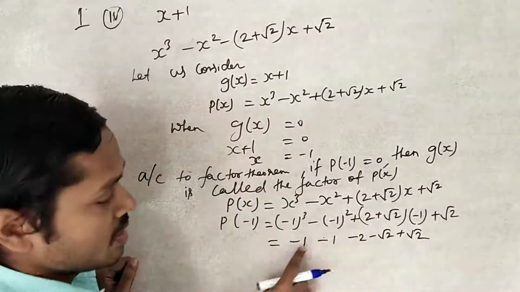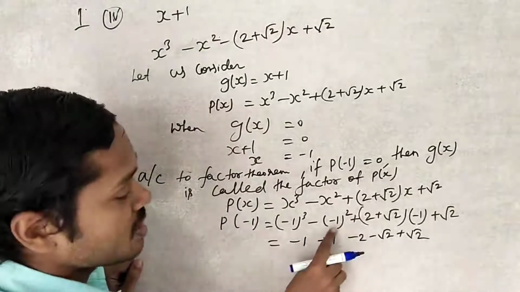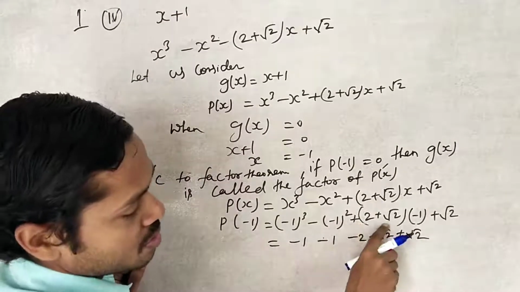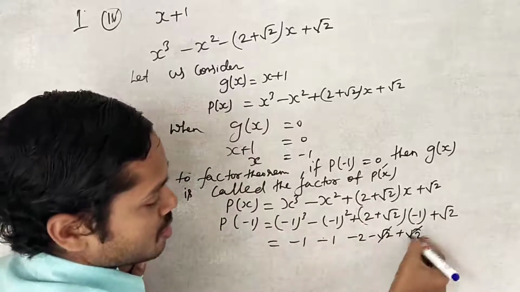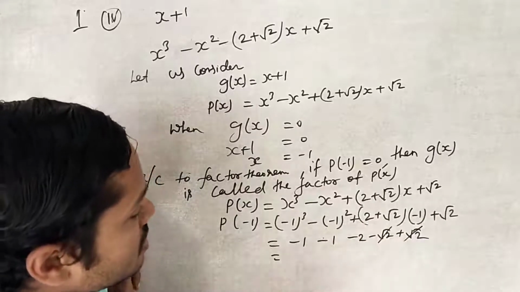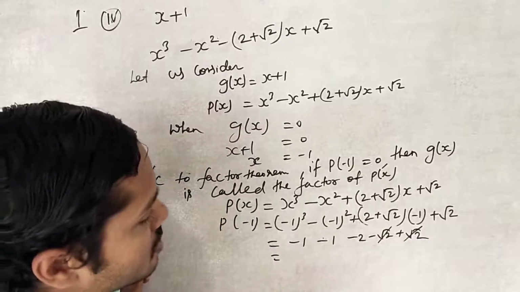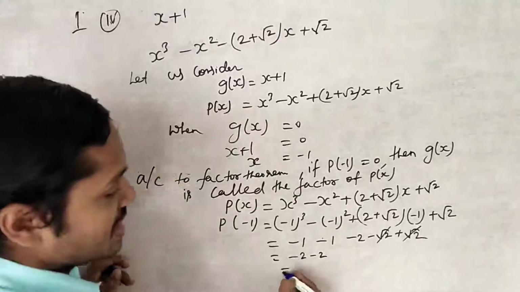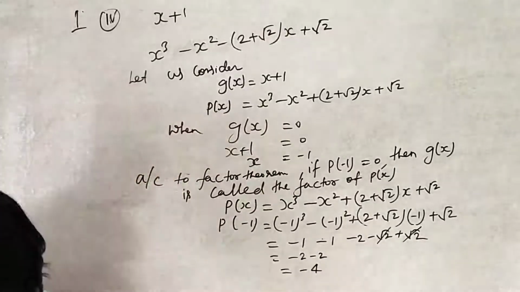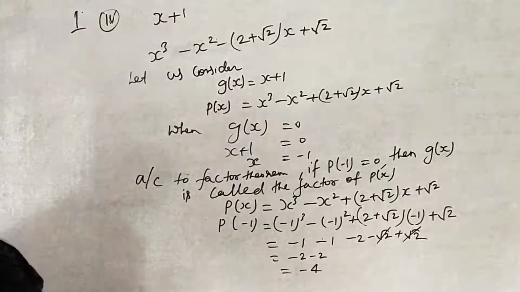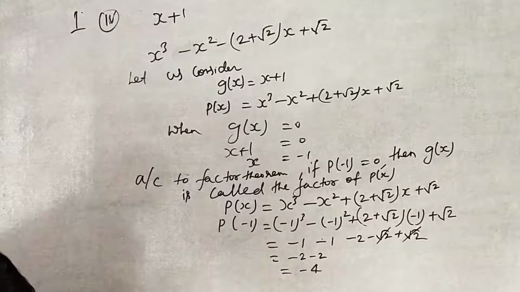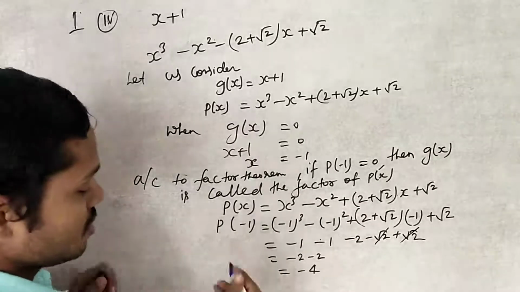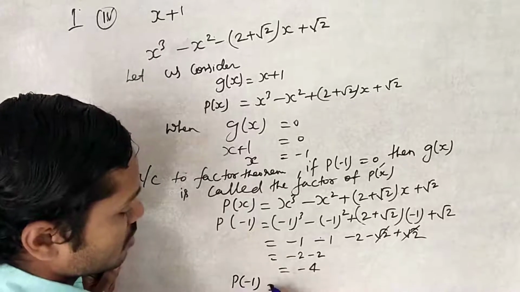Minus 1 whole cube, minus 1, minus 1, minus 1 plus 1, multiplied, minus 1 minus 2 minus root 2 and this one. Look at that, root 2 cancels. After that, minus 1 minus 2, how much? Minus 4. I am checking again. So p(-1) is not equal to 0.